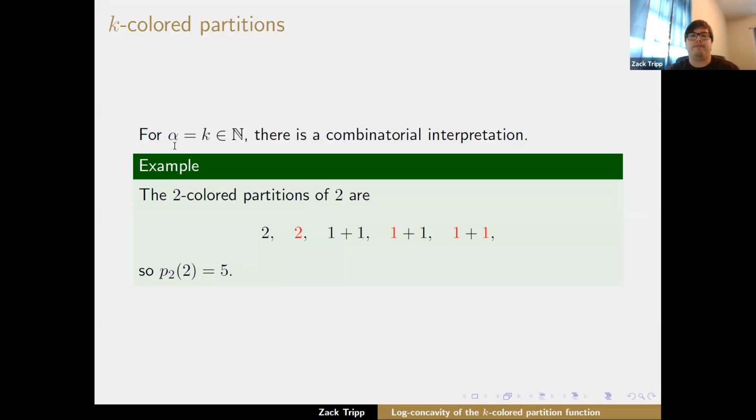To see what I mean, there are only two partitions of 2: 2 and 1 plus 1. For the two-colored partitions, though, you're allowed to say, well, you can have a black 2 or a red 2. You could also have 2 black ones, a red one and a black one, or 2 red ones. And so p_2(2) equals 5. Notice this comes up pretty naturally in combinatorics, because you're just trying to study partitions, but it turns out the things you're allowed to sum up are coming from k different sets. That's a k-colored partition. So these are quite natural to study.